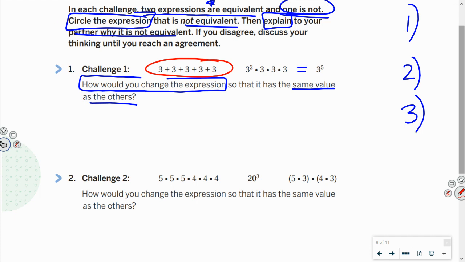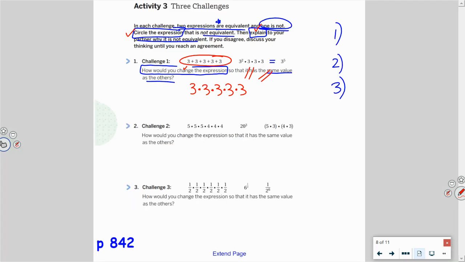So I've just circled the one that doesn't work. I've just explained it's addition, not multiplication. Now I'm going to go ahead and change. If I simply took all those 3s and change it to multiplication, it will then be equivalent to the product of 3 squared times 3 times and equivalent to 3 to the 5th power. Go ahead and pause your video now. Come on back when you're ready.